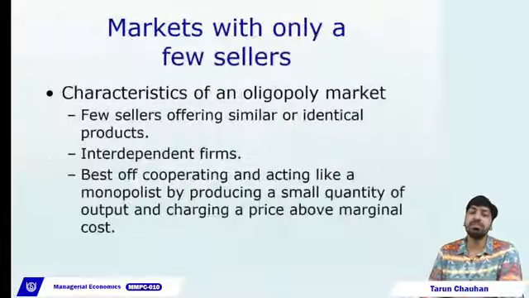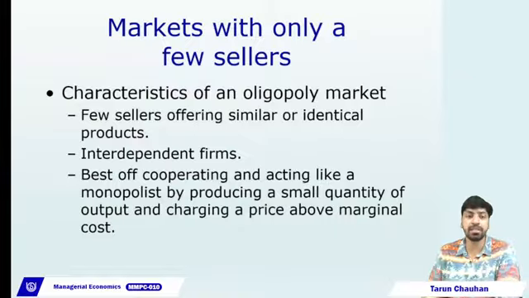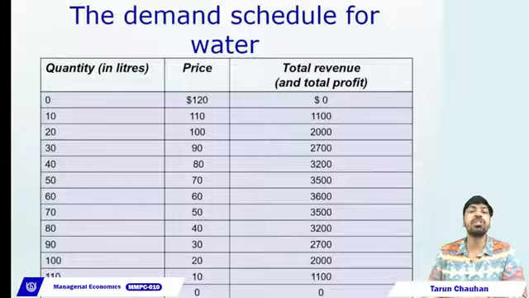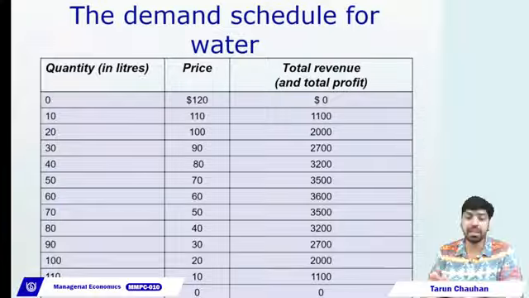Markets with only a few sellers, independent firms, act like a monopolist, producing a small quantity of output and charging prices accordingly, which is above the marginal cost. So this is a demand schedule where quantity and price are shown, with total revenue equal to total profit, represented through this particular demand schedule.